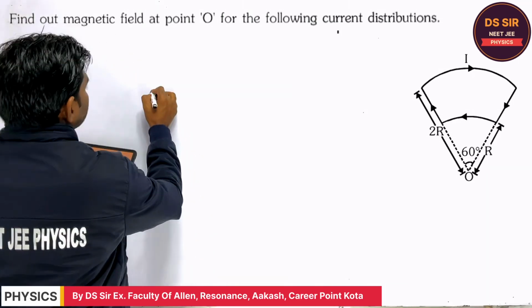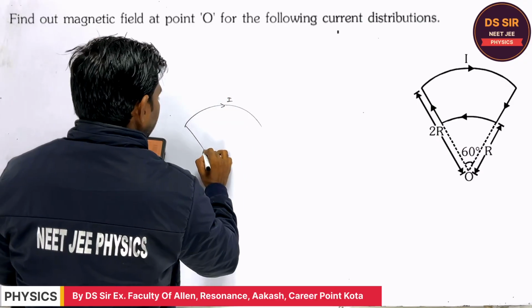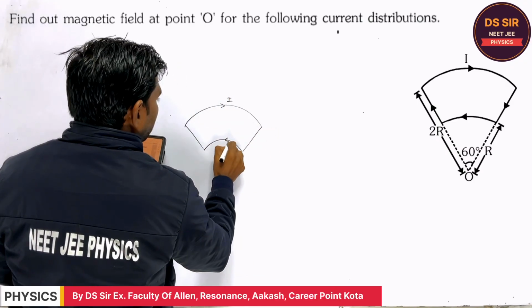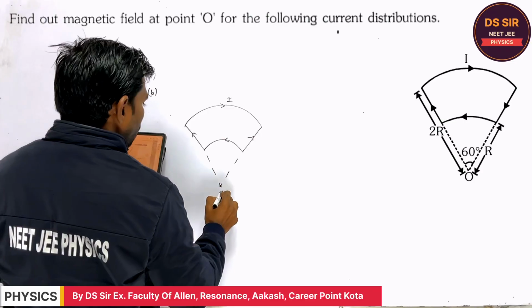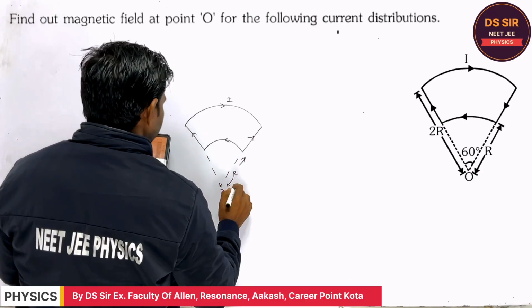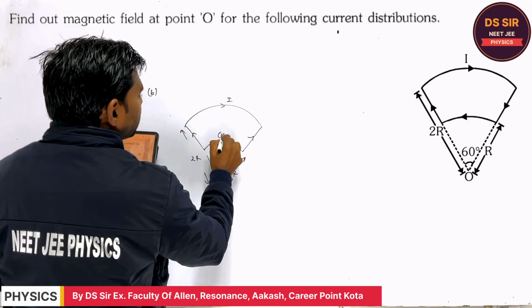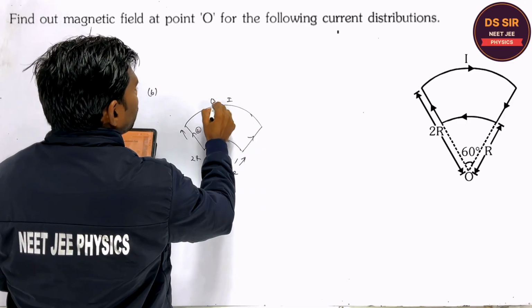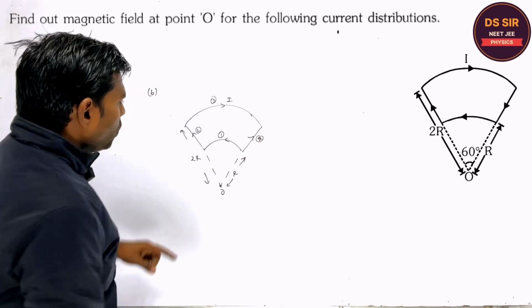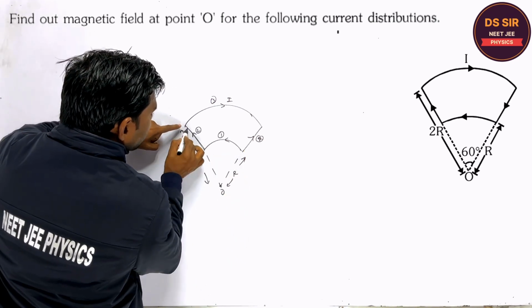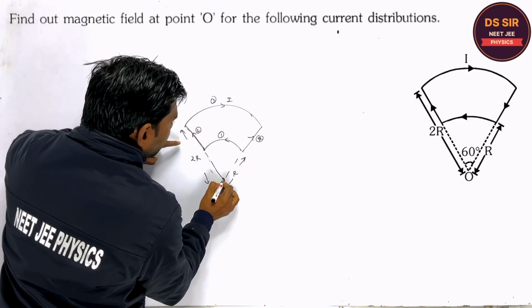Copy this, B part. This is the current I, and this is the point O. This is the radius R and this is radius 2R. Fine. So how many parts are there? This is the one part, this is the two part, this is the three part, and this is the fourth part. Is it clear or not? Yes, sir. Fine. So listen, if you consider the second part, the point O lies on the line of the wire.